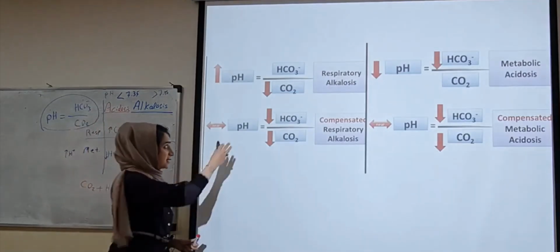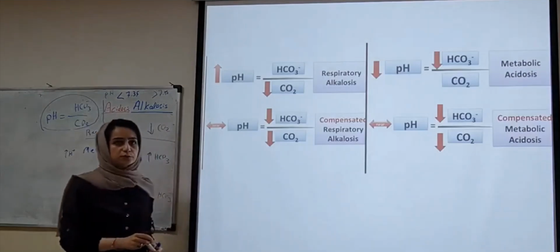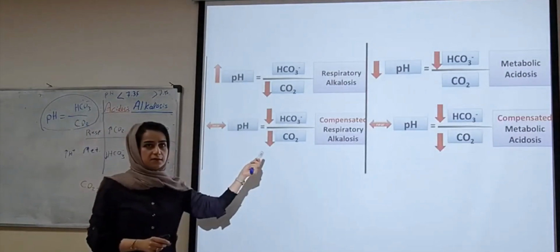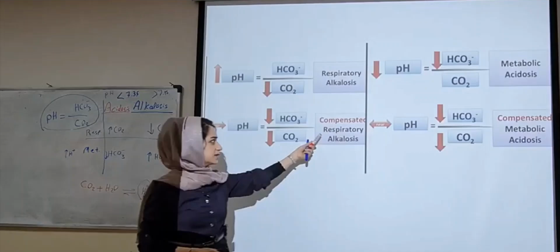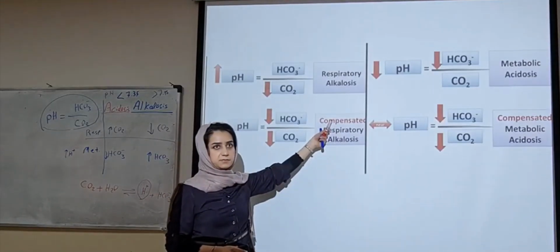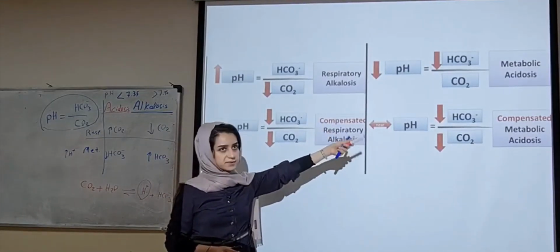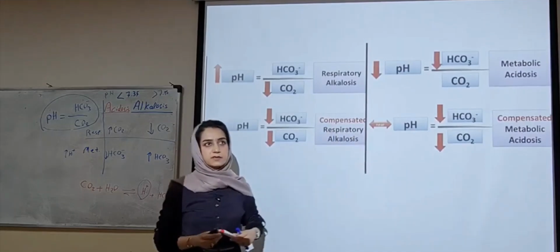If the pH returns completely to normal, how do we know which it is? Is it from respiratory alkalosis but compensated by the kidney, or is it from metabolic and compensated by the respiratory?